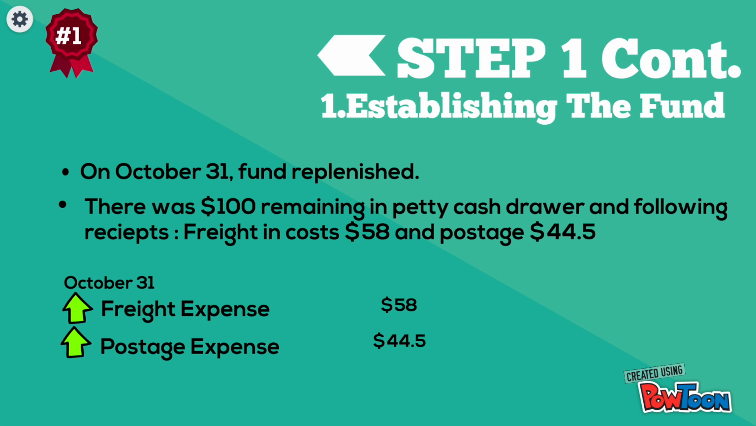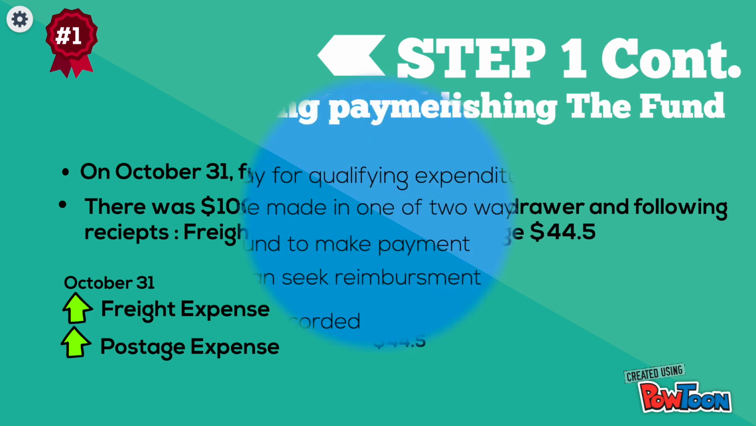Continuing this step, in order to enhance our understanding of the worked example, on October 31 the fund was replenished. There was $100 remaining in the drawer and receipts of $58 in freight costs and $44.50 in postage. Subsequently, a journal entry is made decreasing freight and postage expense account.